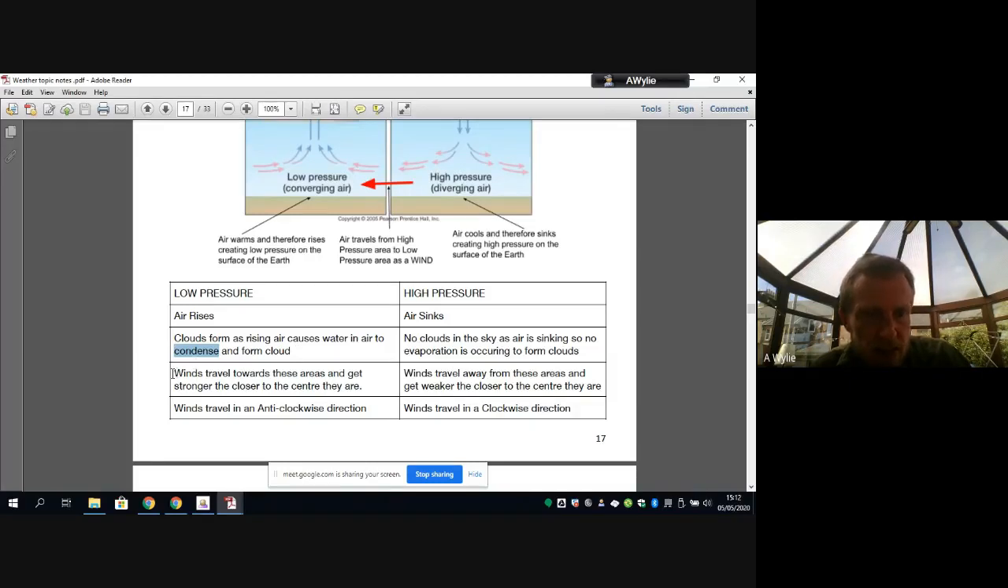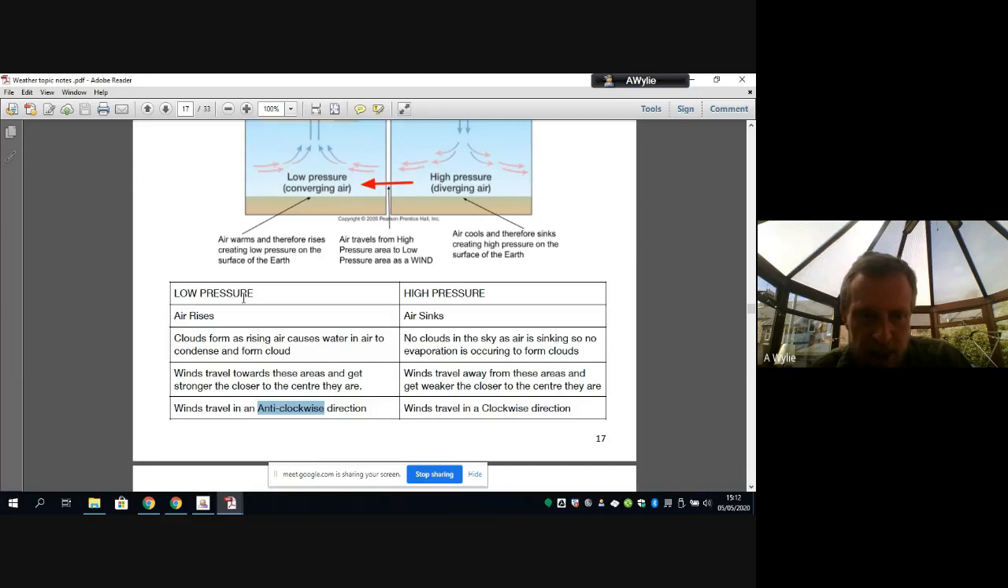You're going to get winds. It's going to be really quite windy because the air is all traveling to these areas of low pressure. And here's one final bit, and this is always the most confusing bit. People always get these confused. Air travels in an anti-clockwise direction in a big spiral within an area of low pressure.